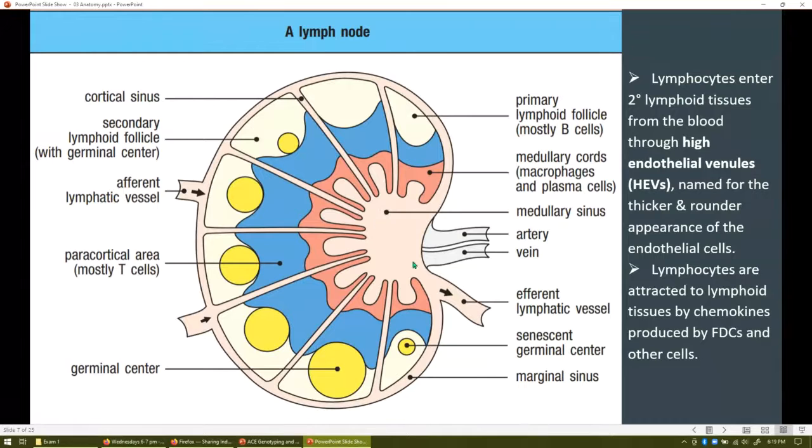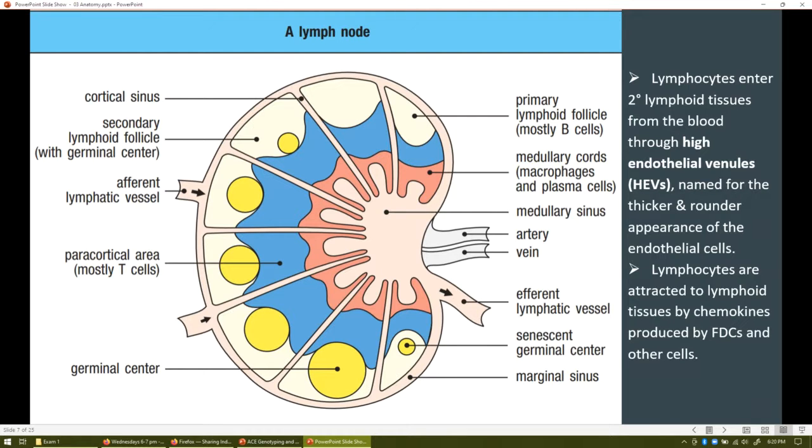And then you have the medullary sinus, which is sort of like the hilum of the lymph node, and then an efferent lymphatic vessel where the remainder of the fluid is able to leave. So if a pathogen wants to get to the blood, it's going to have to go through all of this first, and it happens rather slowly.